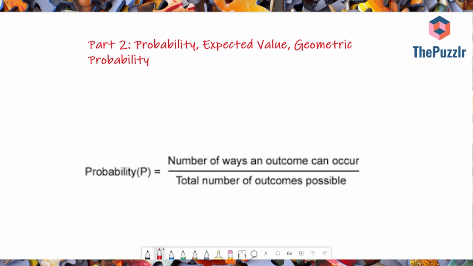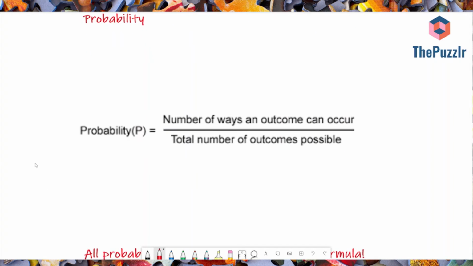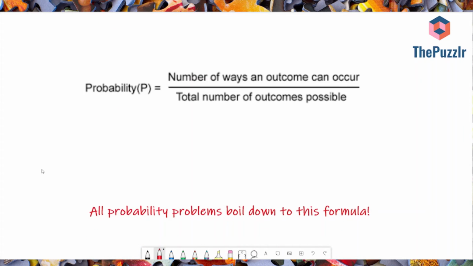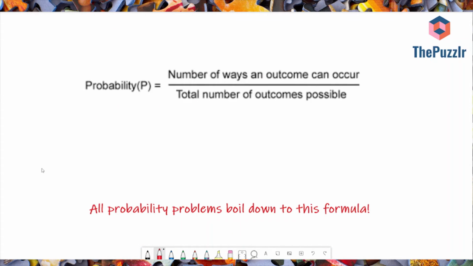Part 2 of today's class is going to look at probability, expected value, and geometric probability. Probability is just the number of ways an outcome can occur over the total number of outcomes possible. Sometimes people overcomplicate this and think of it as more than that. You don't need to think of probability problems as more than just this simple formula, and all problems that involve probability just boil down to this formula.